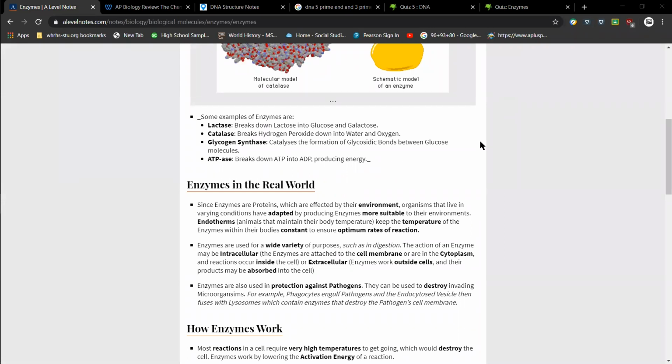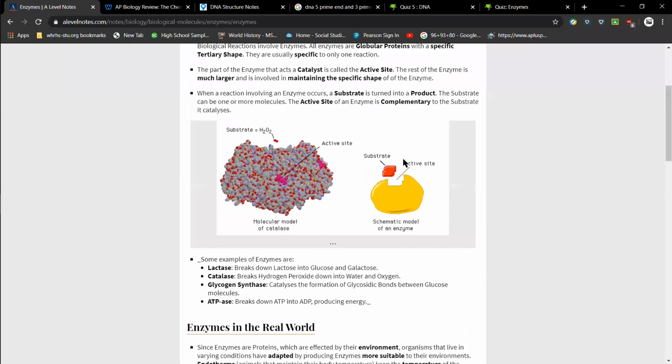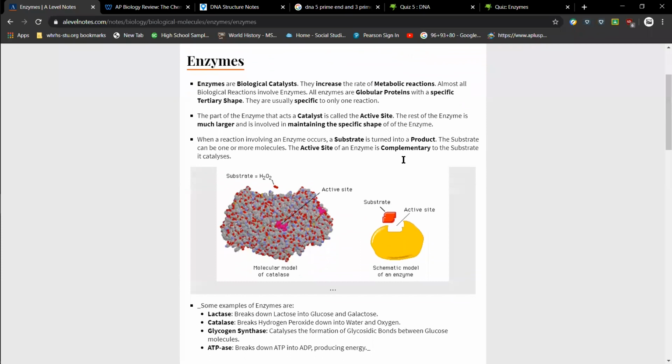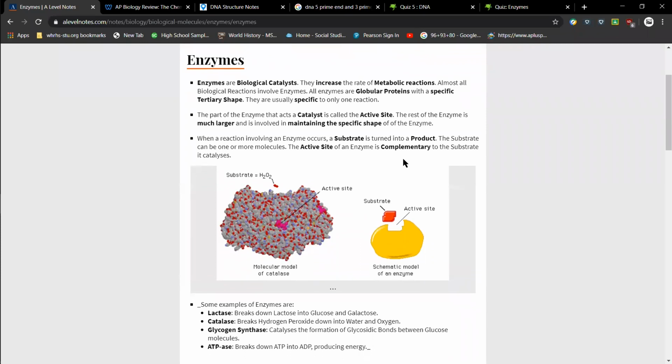So that was DNA and RNA. We just did all of the macromolecules: carbohydrates, lipids, proteins, and DNA. Now, enzymes. Enzymes are a type of protein, and they're what we call biological catalysts. A catalyst speeds up chemical reactions.